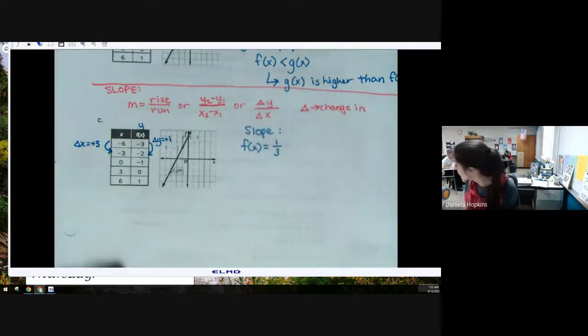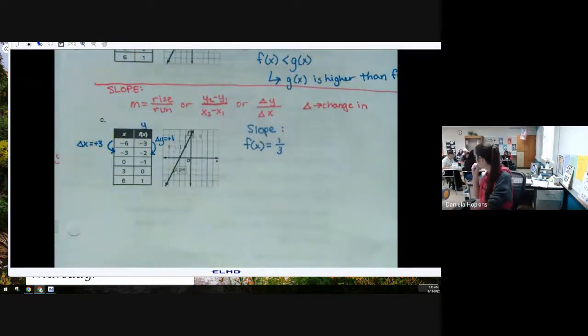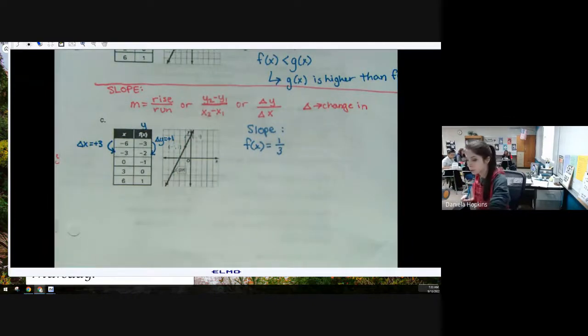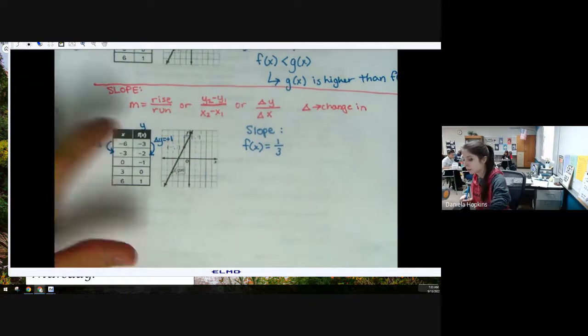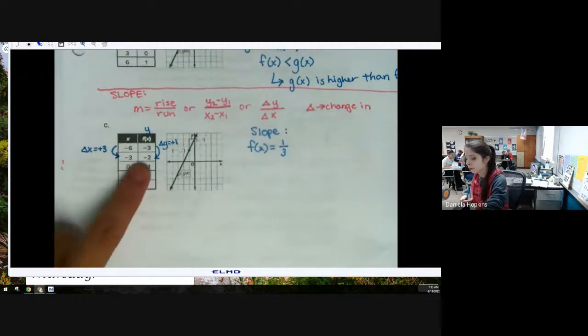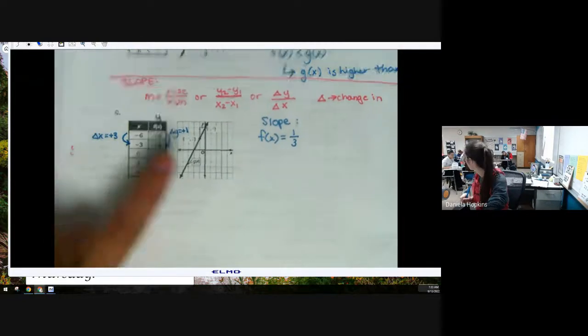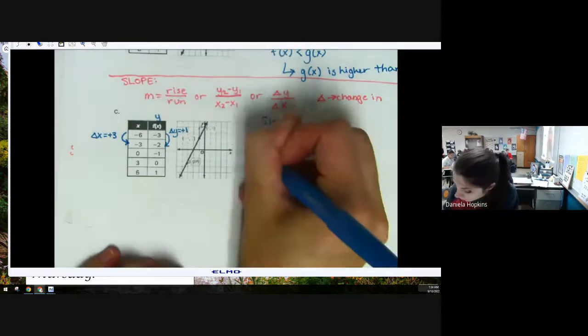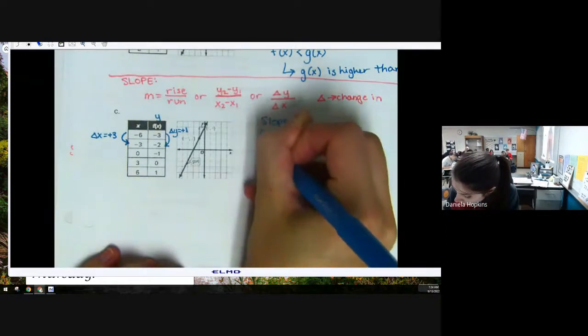Does that process make sense? It's going to be the quickest way to do it today. If you want to use this formula, go for it. You would just use -6, -3 as your x1, y1, and then -3, -2 as your x2, y2, and then you can plug those in and you'd still get 1 over 3. Okay, so that's for finding slope from a table.